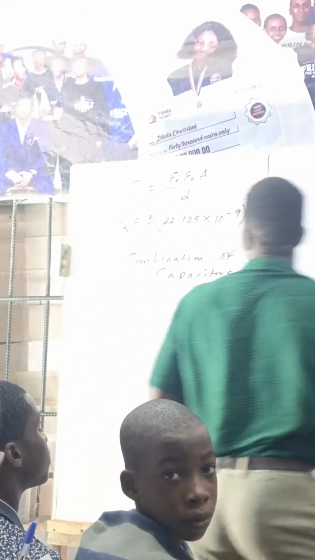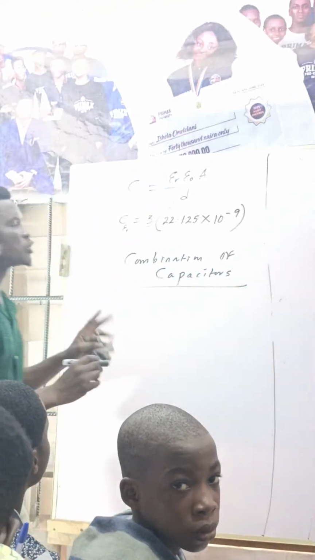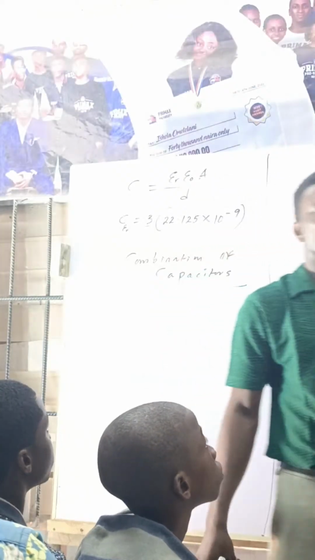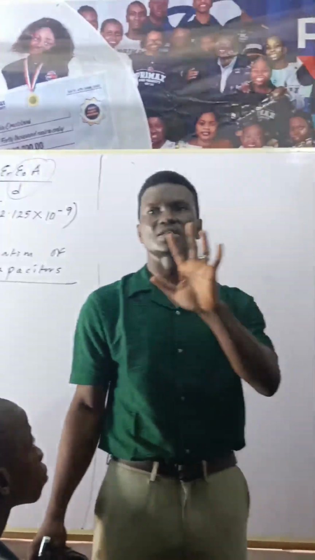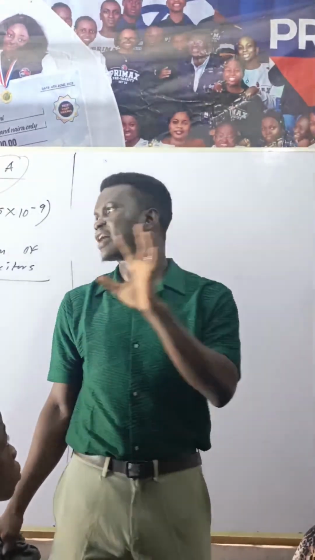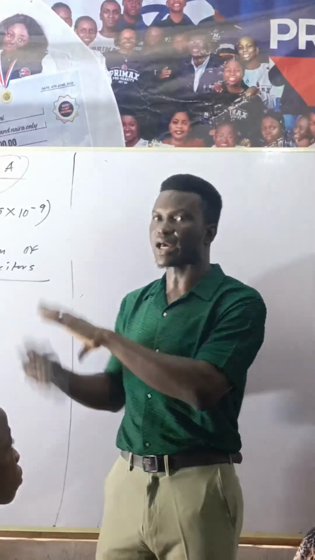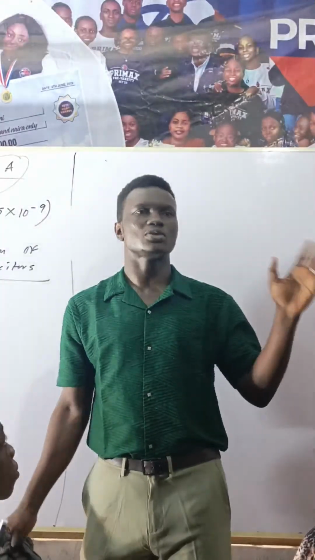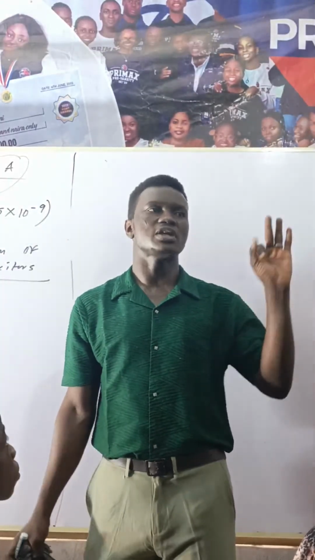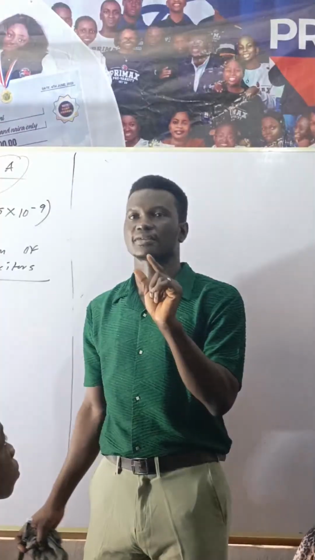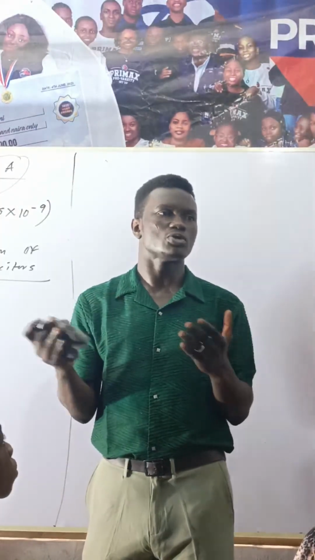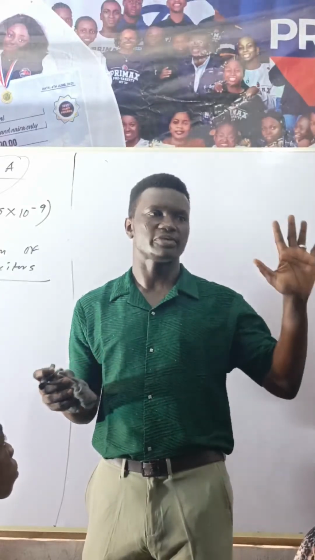So let's say I want to combine capacitors. Let's say I need a 5 microfarad capacitor in my electronics, whatever. And at the end of the day, I looked into my workshop. I only have 3 and 2. But I need 5. What will I do? I need to find a way to join them together to give me 5.